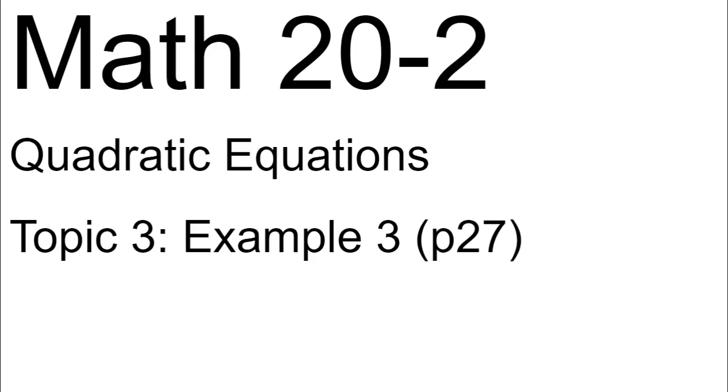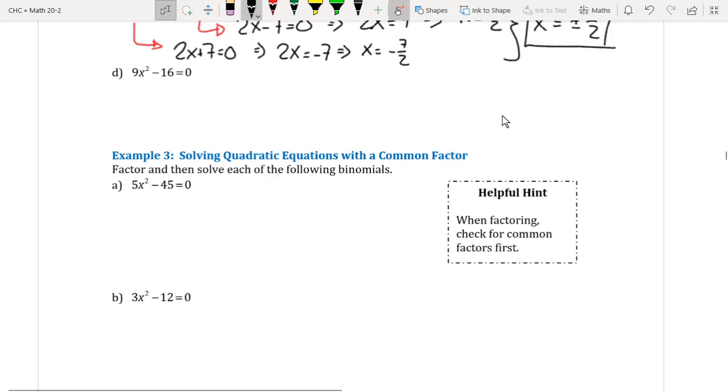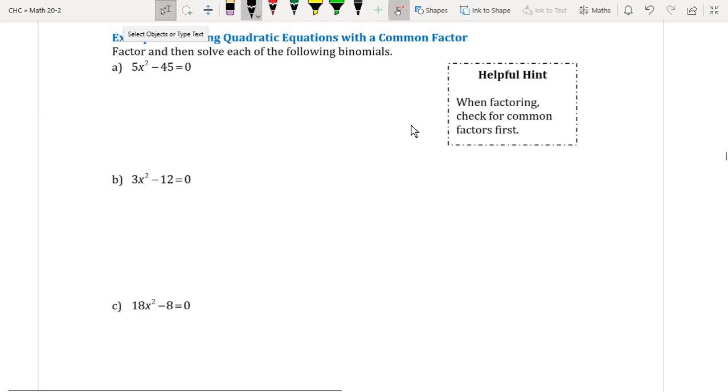This is Math 20-2, Quadratic Equations, Topic 3, Example 3 on page 27 in your workbooks. So in Example 3, we are asked to factor and solve each of the following binomials. The difference between Example 2 and Example 3 is that we need to factor out a common factor here first.